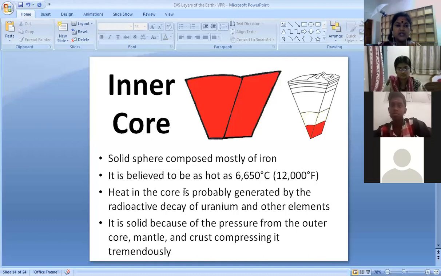Inner core, this is also a solid sphere, mostly of iron, and it is believed to be as hot as 6,650 degrees Celsius. It is solid because of the pressure from the outer core, mantle, and the crust compressing it tremendously.